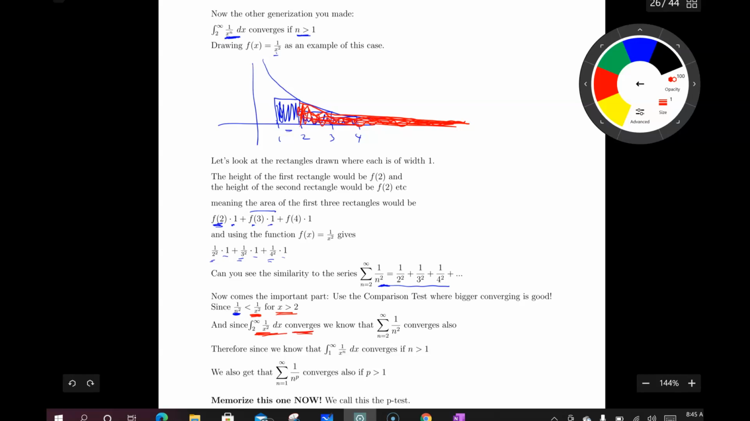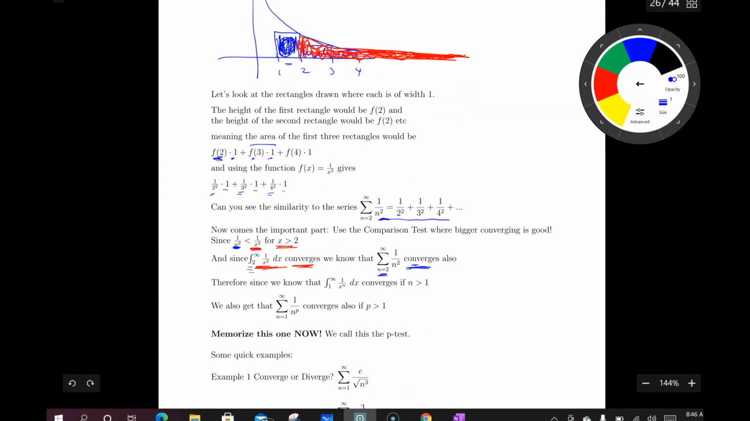I know that this integral converges, so that must mean that the blue area underneath will converge also. Since this one starts at 2, this one has to start at 2, and adding on a finite number, it's still going to converge. So we can make the generalization that from 1 to infinity, this converges, so that means this converges.